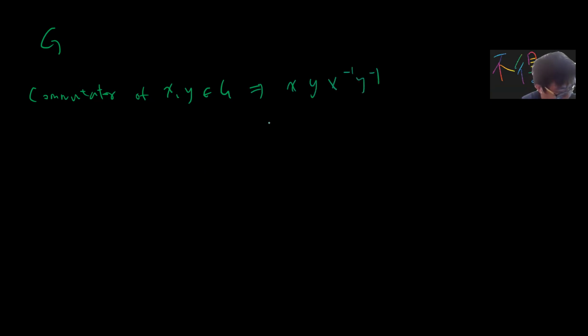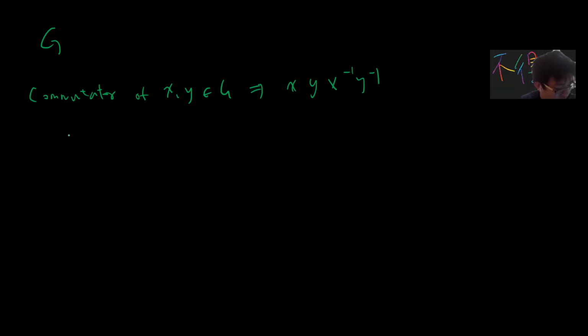Okay, so let me just define. This is a group G. So let's first define a commutator of x and y belonging to G. The definition of this commutator of two elements is defined to be x, y, x inverse, y inverse. Okay, and you can define a so-called commutator subgroup.